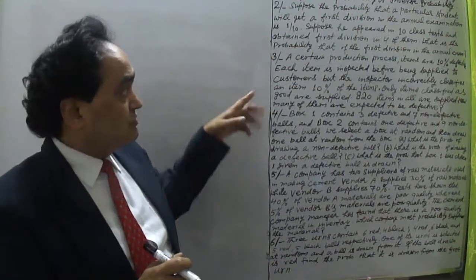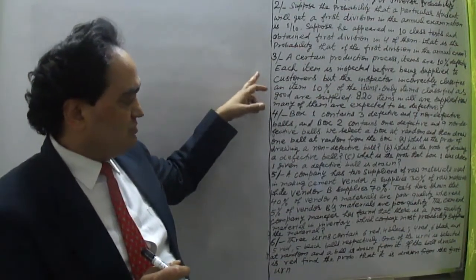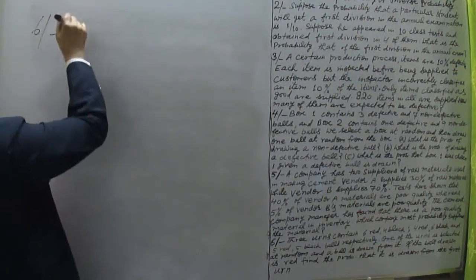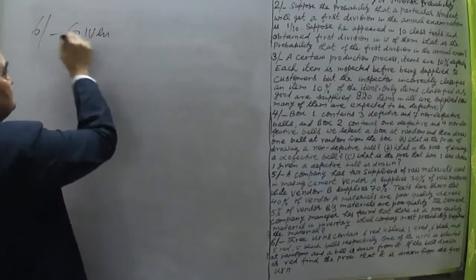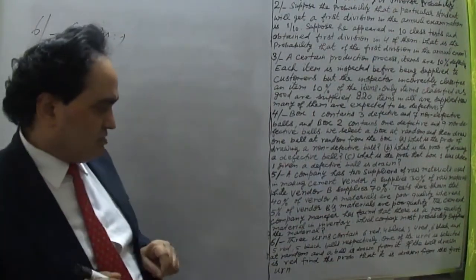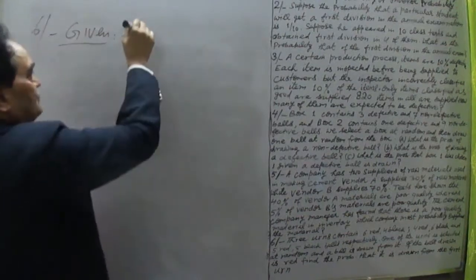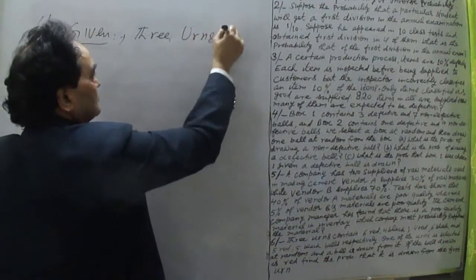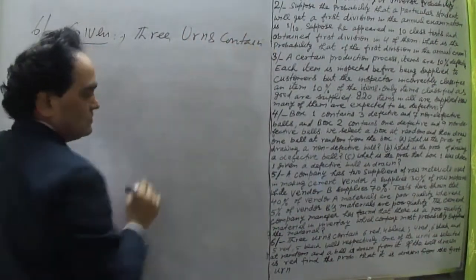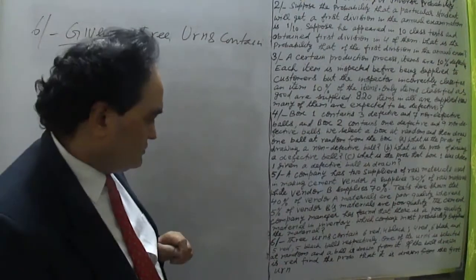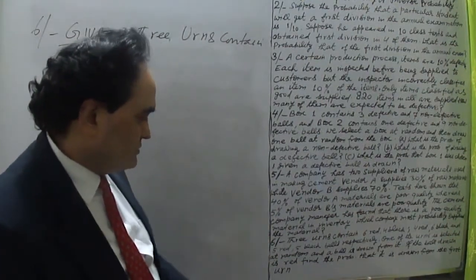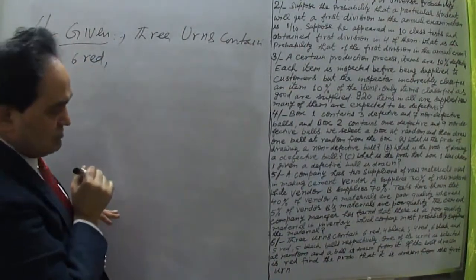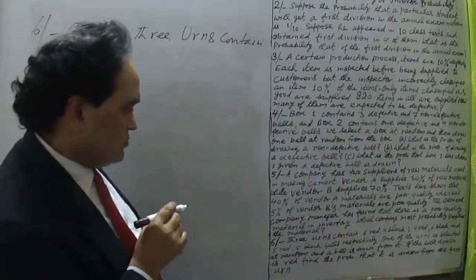Okay, in questions 1 and 2, and in 3 onwards I am just solving here. Let's get question number 6. This is the last question here. What is given to us? Let me first write it down. It says 3 urns contain 6 red.